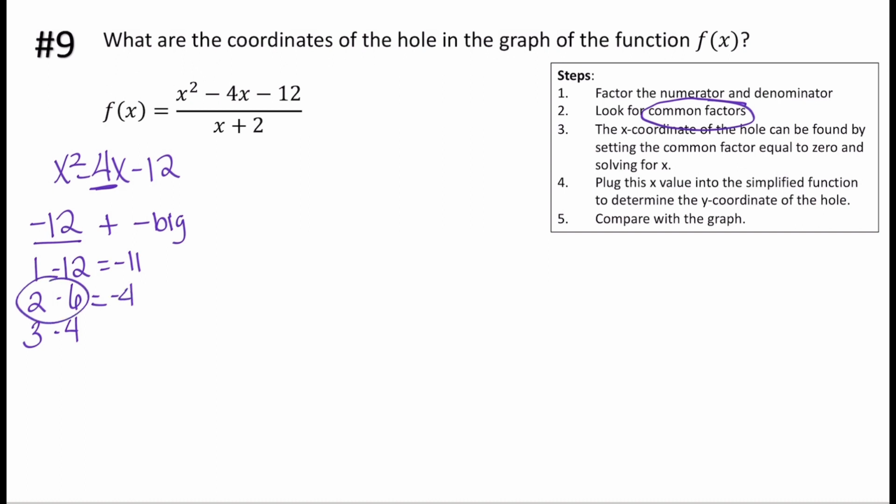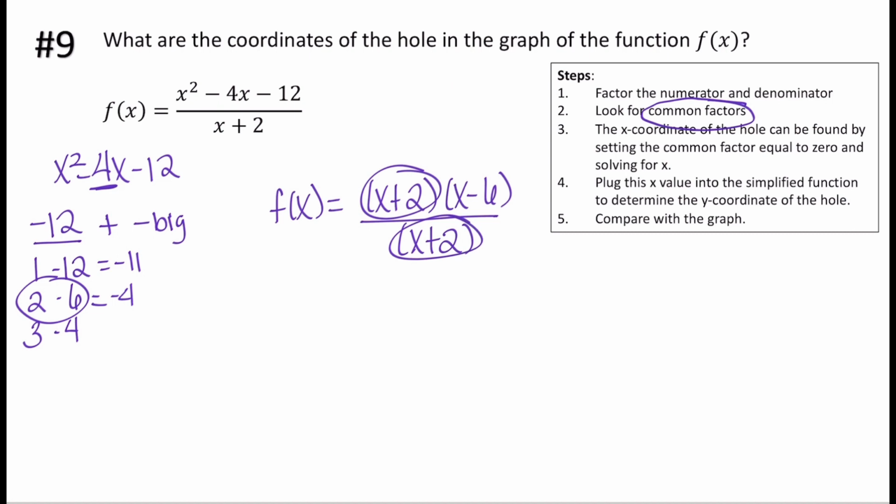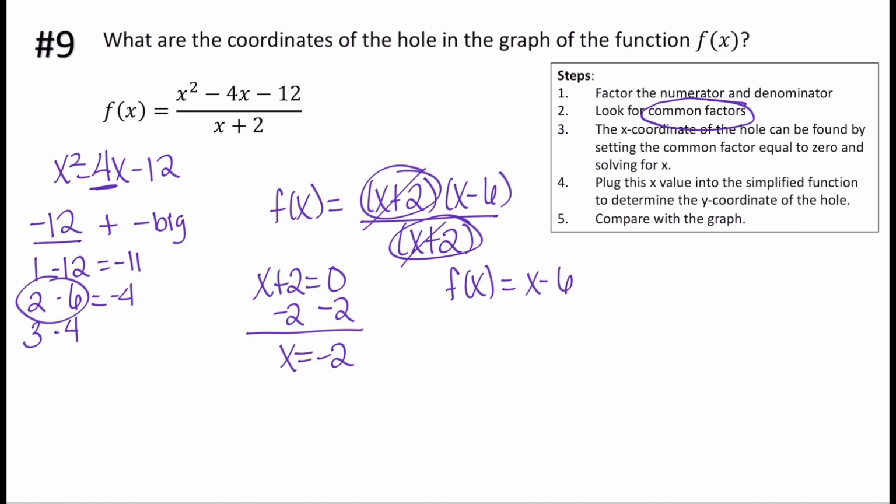So in the numerator, we have f of x equals x plus 2 times x minus 6, and that is over x plus 2. So you can see here that the common factor is x plus 2. So that means I'm going to have a hole where x plus 2 equals 0, and that is x equals negative 2. So this common factor, we can cancel it out, and we can do f of x equals x minus 6, and we can use that to figure out the y coordinate of the hole. So we're going to plug in f of negative 2, so that's negative 2 minus 6, and that is negative 8. So the hole is going to occur at x equals negative 2, y equals negative 8.